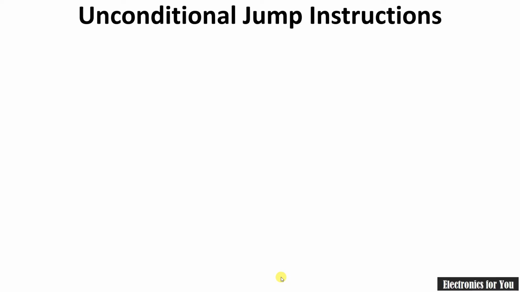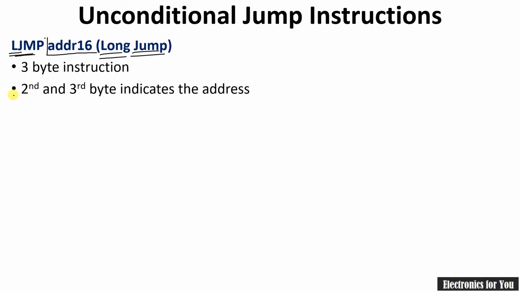Now let us see the unconditional jump instructions. The first unconditional jump instruction for the 8051 is LJMP, followed by address16, meaning a 16-bit address. L stands for long and JMP indicates jump, so it is a long jump instruction. It is a 3-byte instruction, and LJMP is its first byte, followed by a 16-bit address.